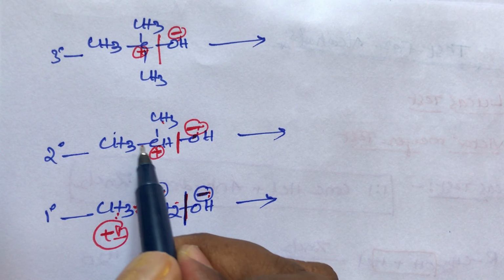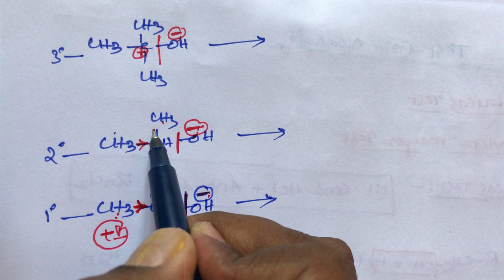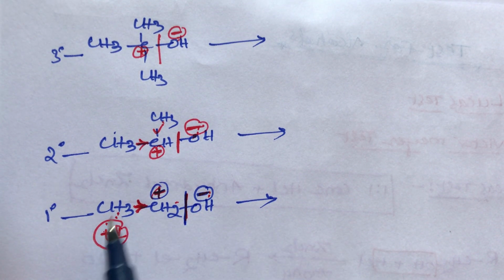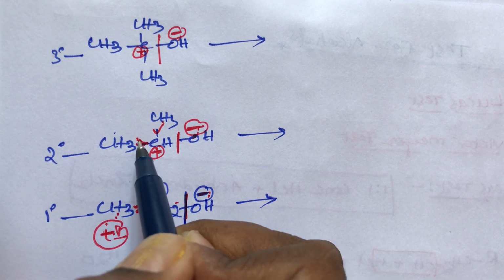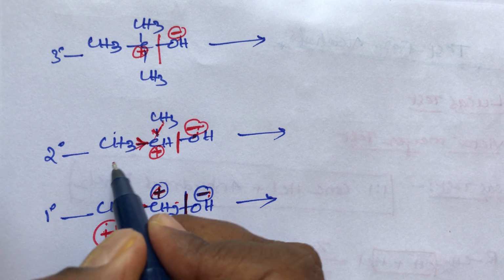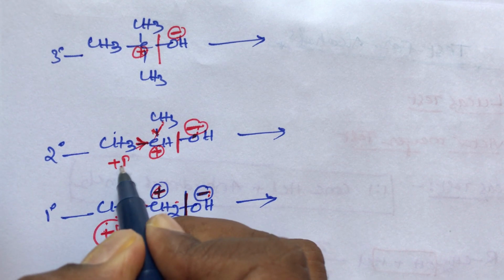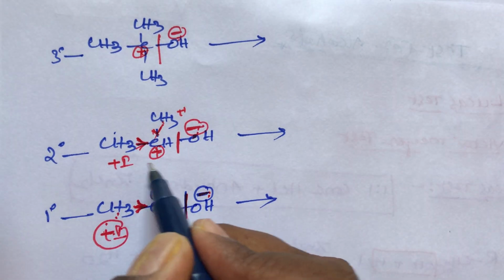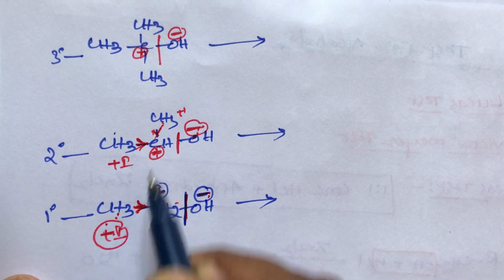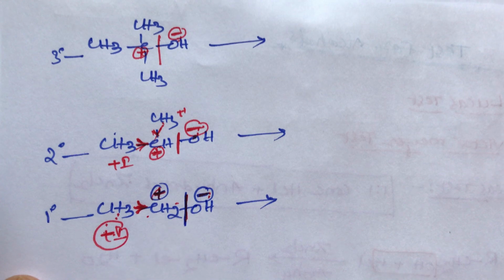Now in the secondary alcohol, students, two methyl groups are there. Compared to A, that is the primary alcohol, B is the secondary alcohol having two alkyl groups, that means two methyl groups. These two methyl groups are electron releasing groups, so this is more electron releasing, and that's why this positive charge decreases more compared to primary alcohols.